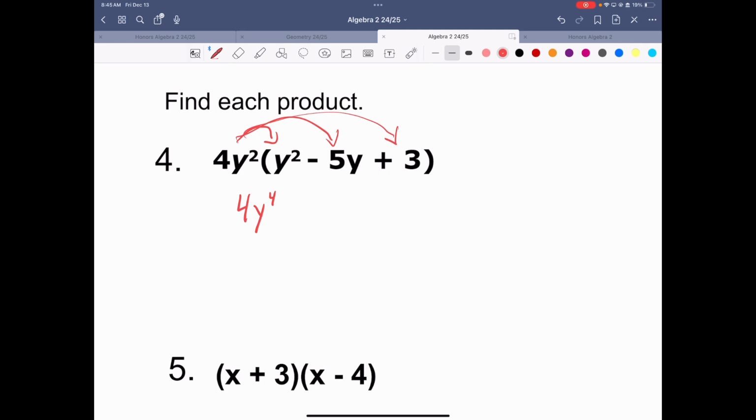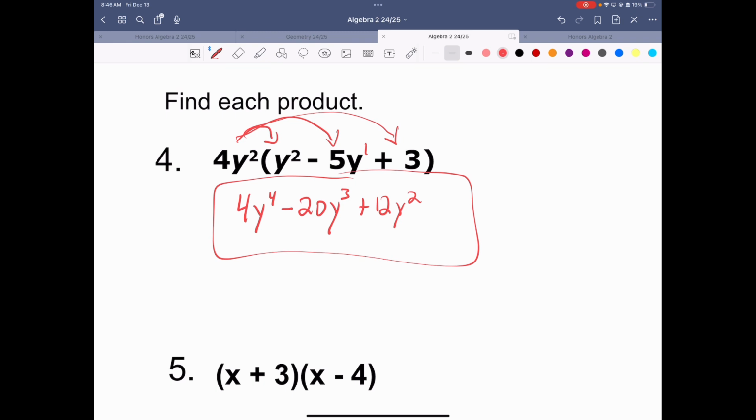Now we've got 4y squared times negative 5y. So 4 times negative 5 is negative 20. Y squared times y, there's understood to be a 1 there. 2 plus 1 is 3. 4 times 3 is 12. We bring the y along for the ride. There's your solution, and you're done. Again, done that type before. That's nothing new.